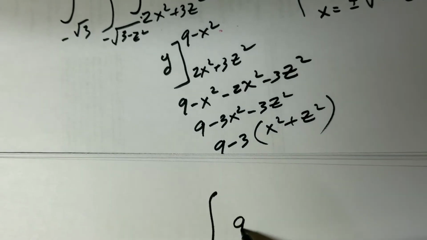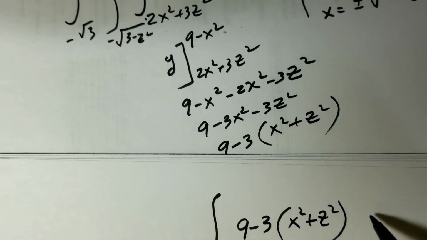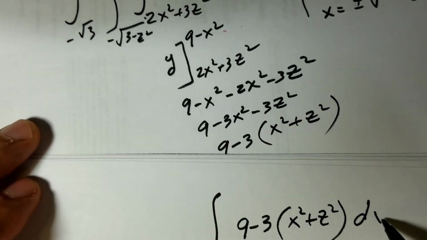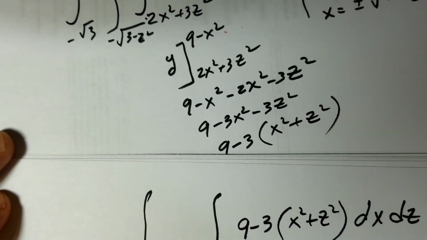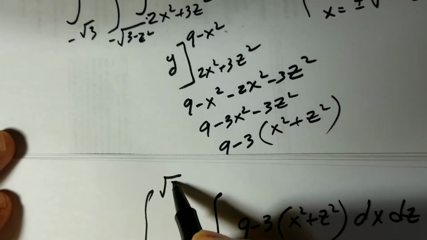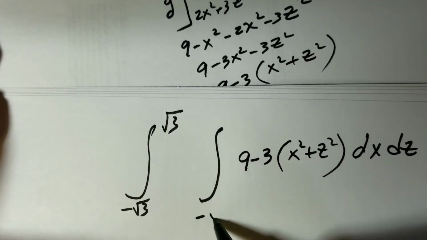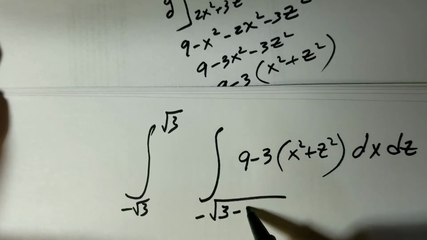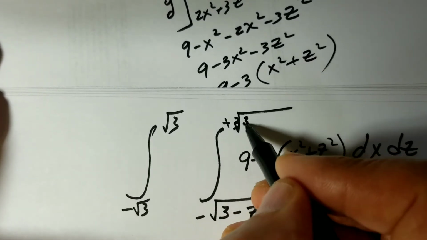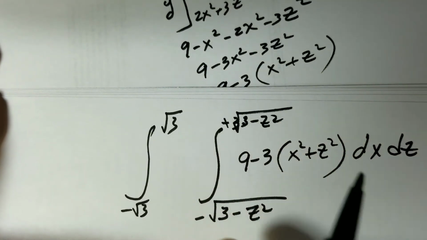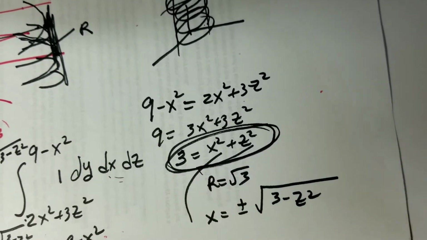I have 9 minus 3 times x squared plus z squared, but I do have here a dx and here a dz. My dz was from negative radical 3 to the square root of 3. My x was from negative square root of 3 minus z squared to plus square root of 3 minus z squared. How did I get these two? I got these two from the circle.